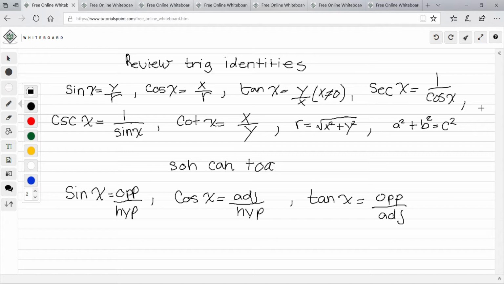Okay, today we're going to learn about trig and right triangles. Before we start doing right triangles, I'm just going to review some trig identities.